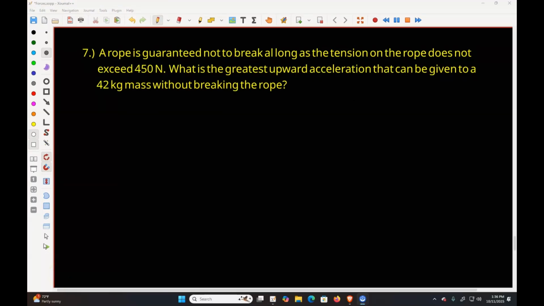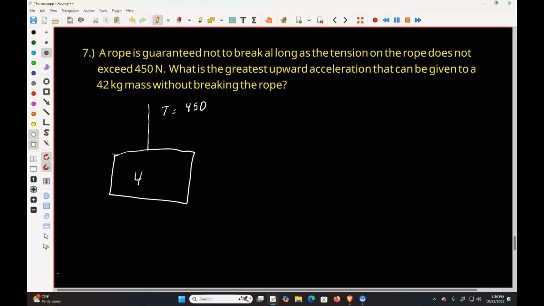I have a rope that's guaranteed not to break as long as the tension on the rope does not exceed 450 newtons. So what's the greatest upward acceleration that can be given to a 42 kilogram mass without breaking the rope? Okay, so tension cannot exceed 450 newtons. This is a 42 kilogram mass. Since we're going to be moving upward, we'll be using the tension minus the weight equals mass times acceleration.